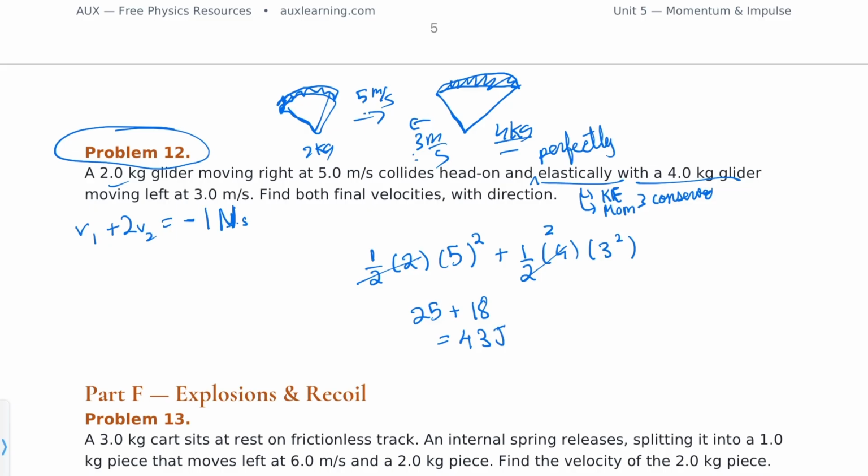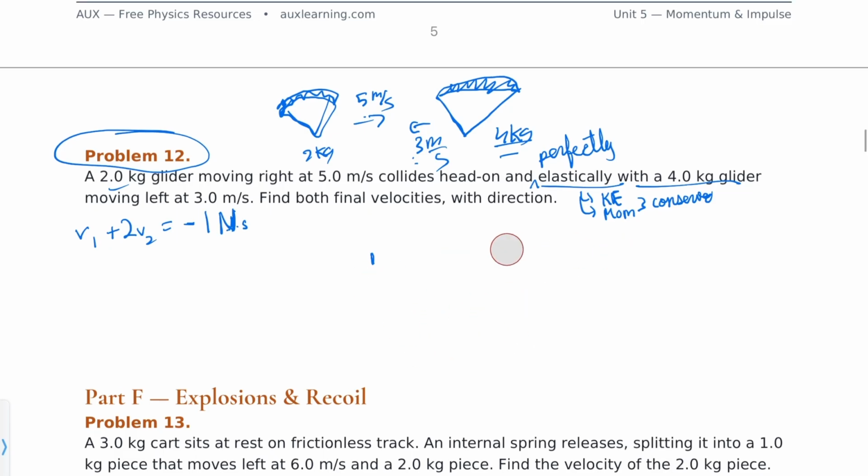joules, right? And then I can erase all this and say that 43 joules is equal to the final kinetic energy. The final energy, which is just going to be kinetic. So I can just say final kinetic energy of 1/2 times 2, for the 2 kg, what's the velocity that we depicted? V1, right? V1 squared plus 1/2 times, for the 4 kg, V2 squared.